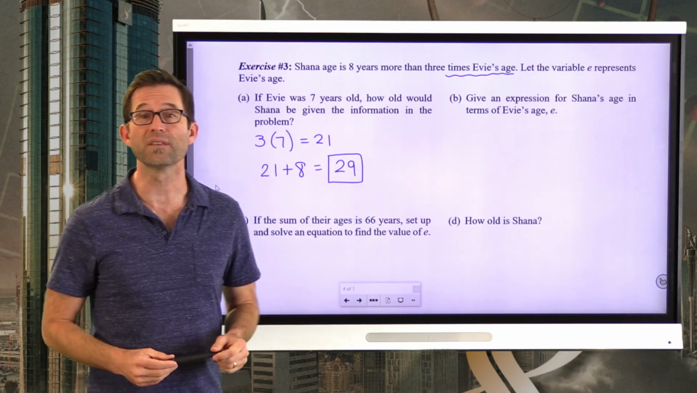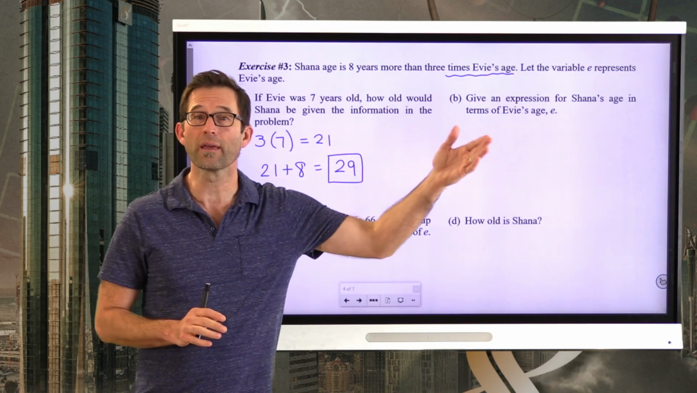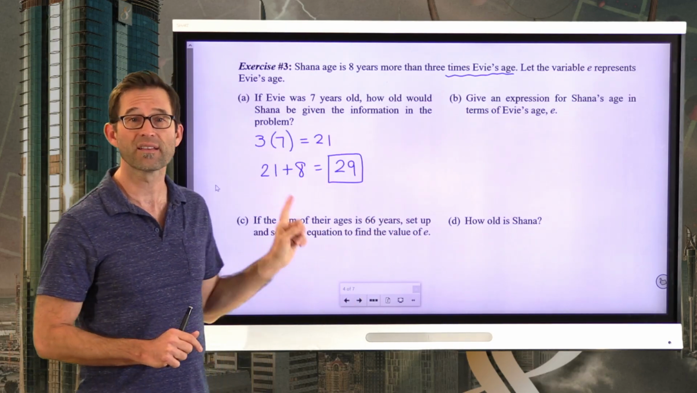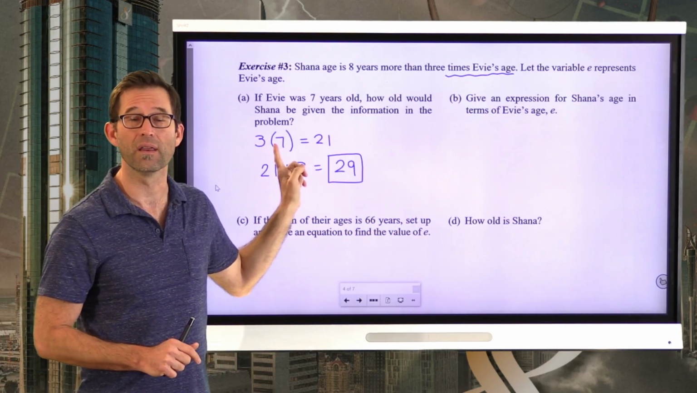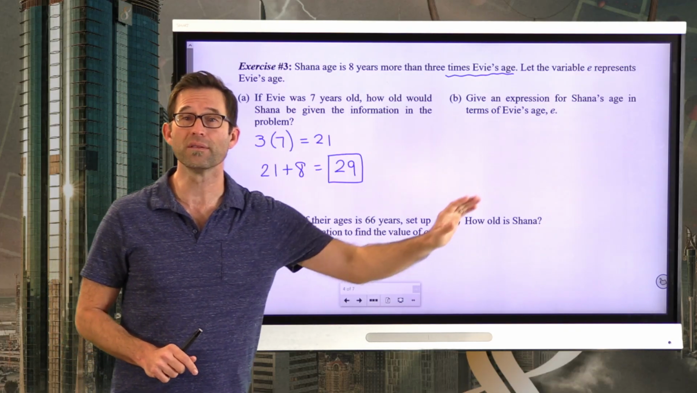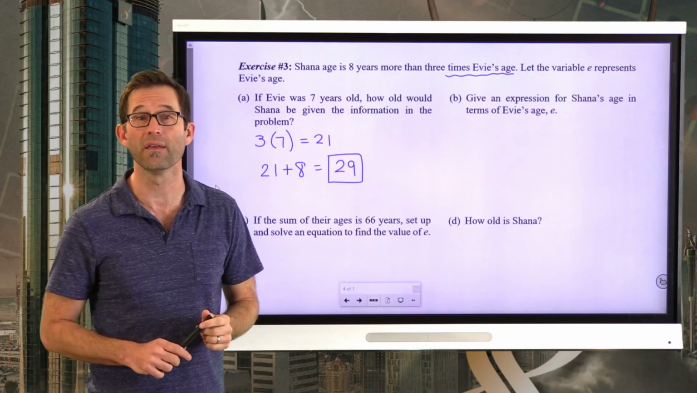Letter B says give an expression for Shayna's age in terms of Evie's age, E. So again, when you do something like B, what you want to do is exactly what you did in A, except instead of having 7 in here, you want to have the letter E. Pause the video for a moment and see if you can write down an expression for Shayna's age based on Evie's age.